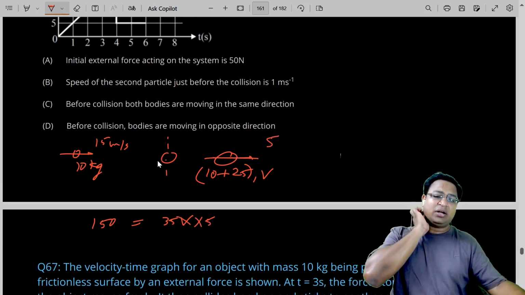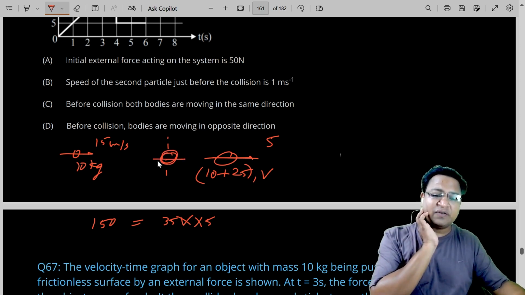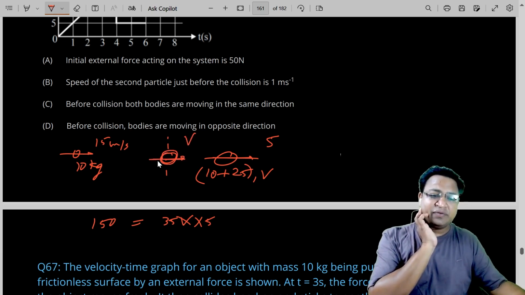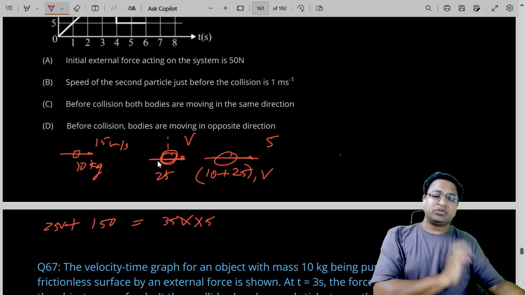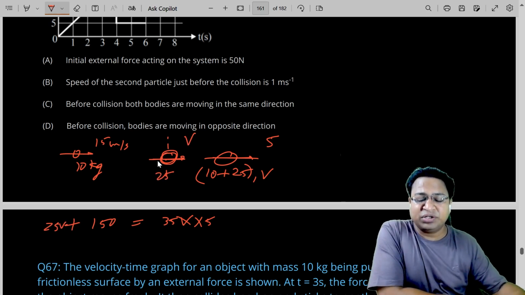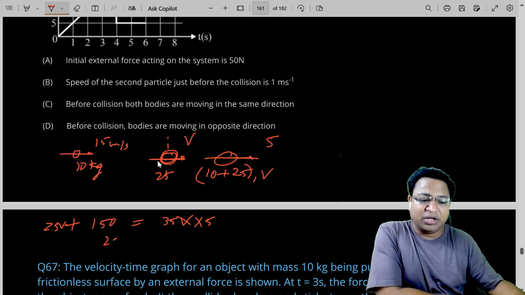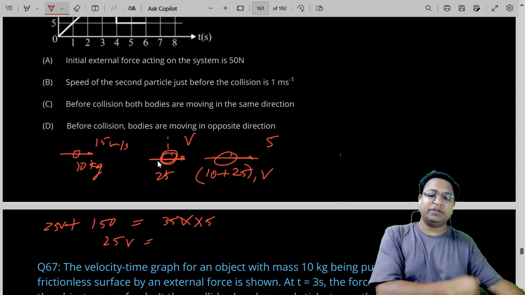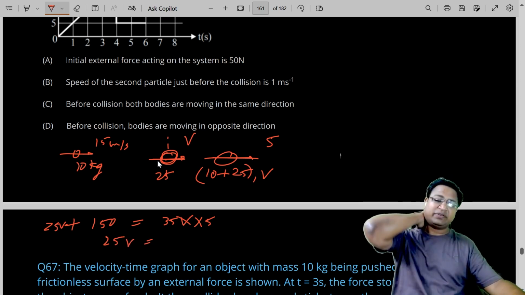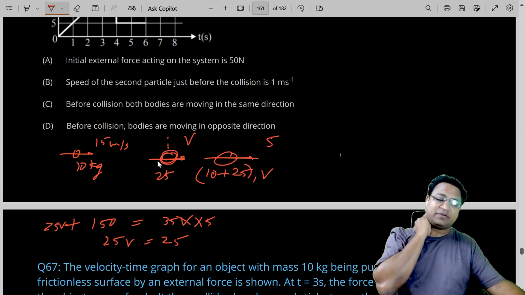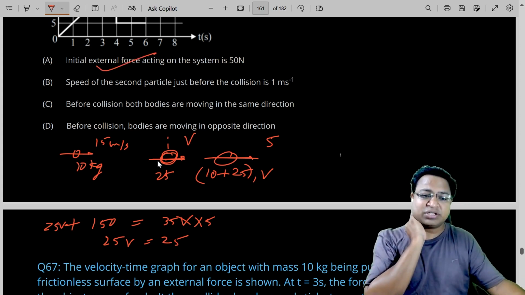Okay. So here we don't know about the initial velocity of this particle, let it be V. So we will actually add 25 V here also, the mass of this. So 25 V plus 150 into 10 should be equal to 35 into 5. So from here, 25 V should be equal to 175 minus 150, so this is 25. So the value of V is 1. So this is correct.